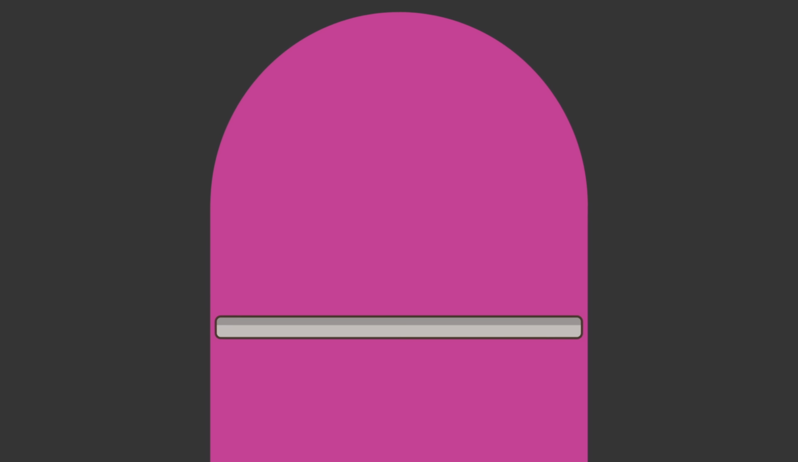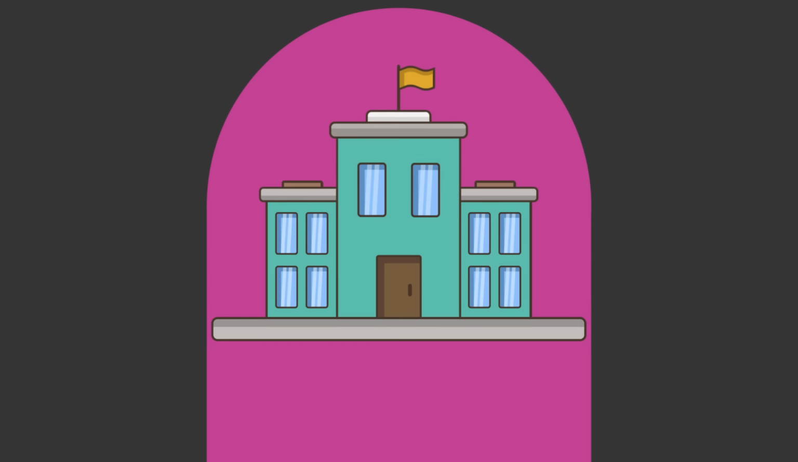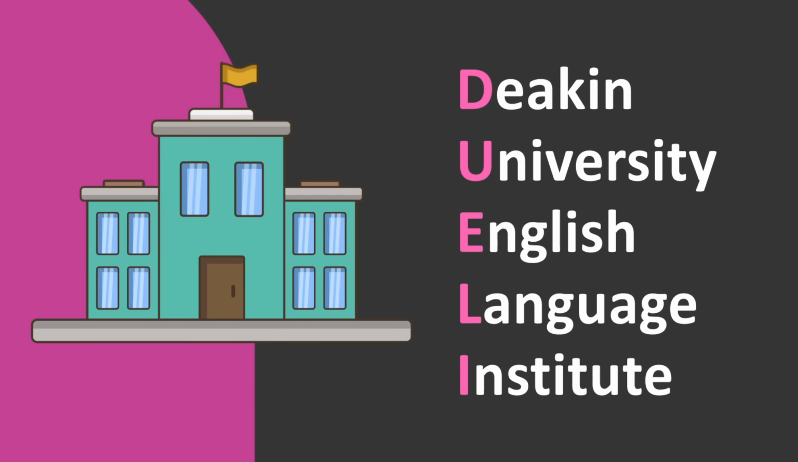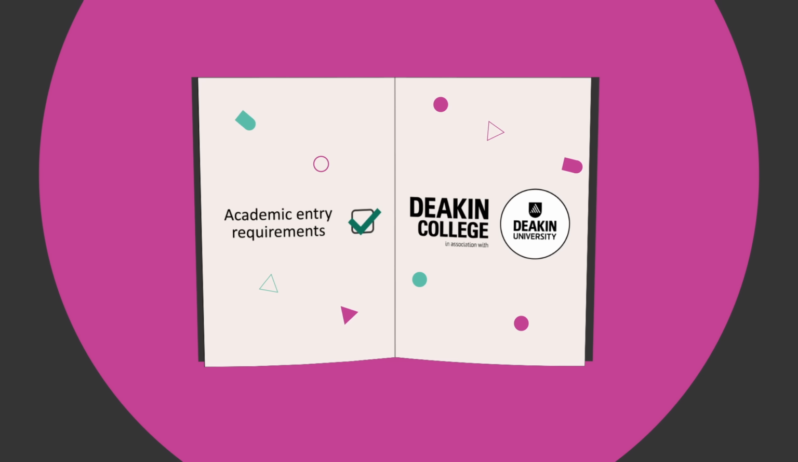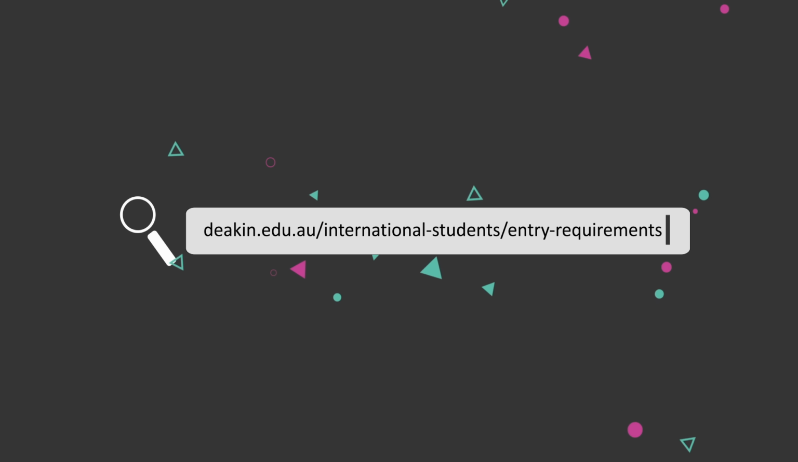Need to improve your English? Study at Deakin's English Language Institute, Duelli. If you need some help meeting the academic entry requirements for your chosen degree, Deakin College offers pathway programs. For everything you need to know about entry requirements, visit this link or check the webpage for your specific course.